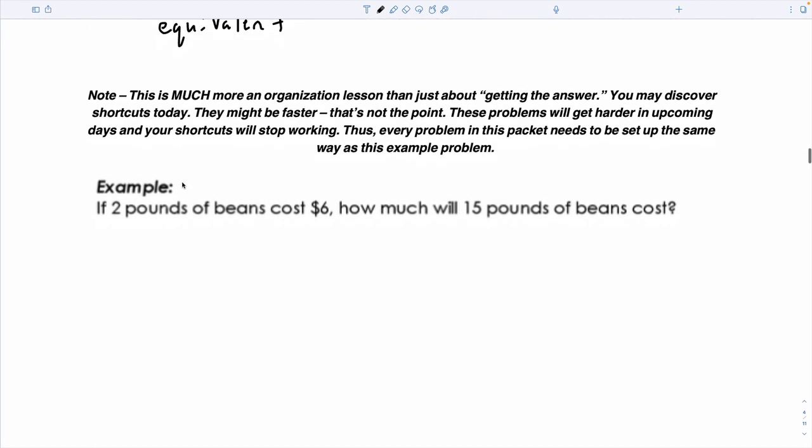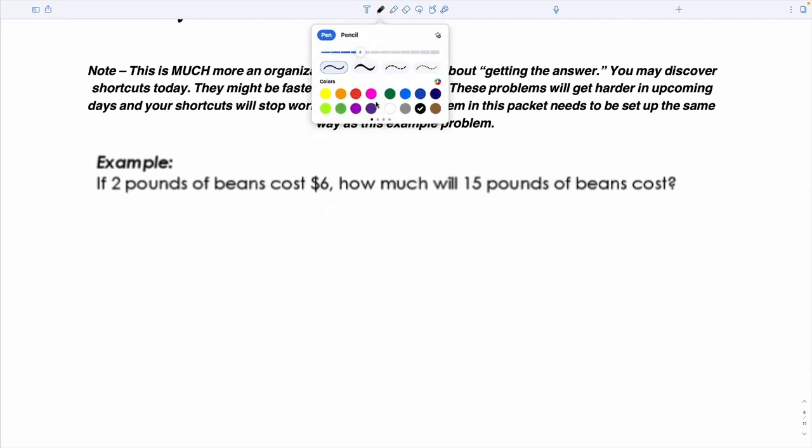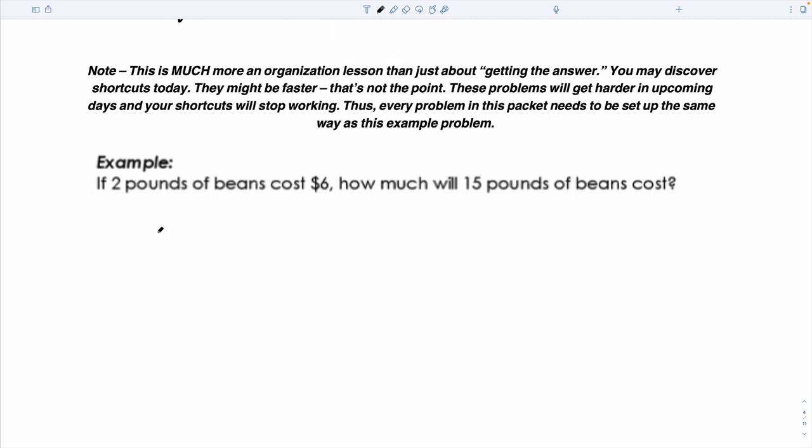Example 1. Here's your 7th grade problem. If 2 pounds of beans cost $6, how much will 15 pounds of beans cost? We're going to set up our ratio or our rates with the given rate over here. What do they give us that's a complete rate? Well, they tell me there are 2 pounds for $6. 2 pounds costs $6.